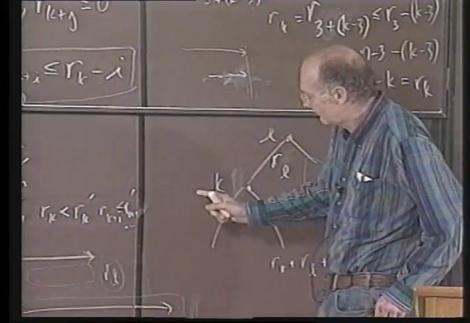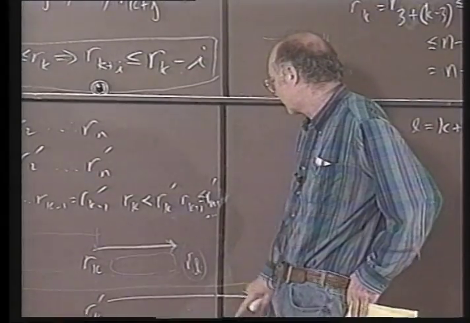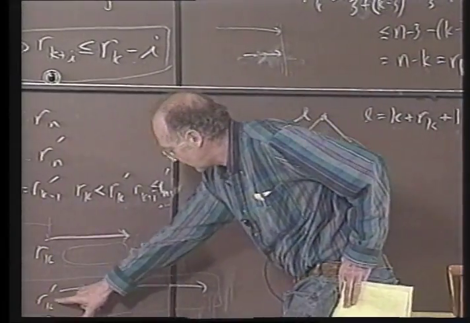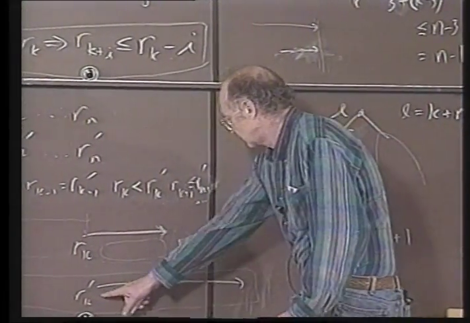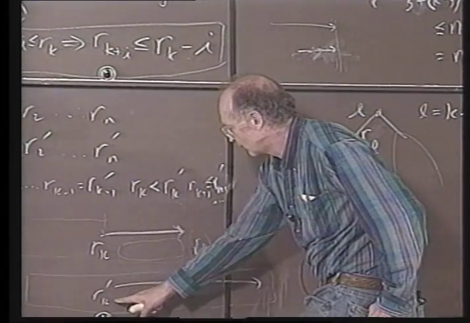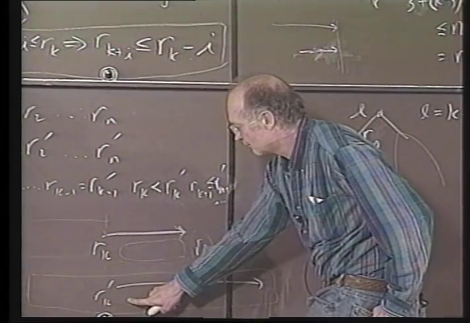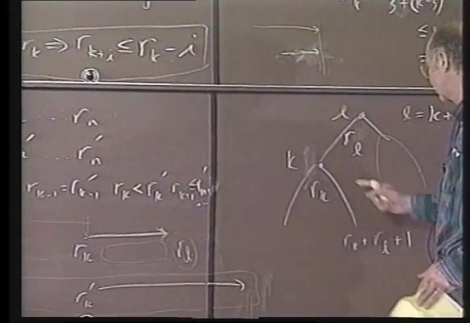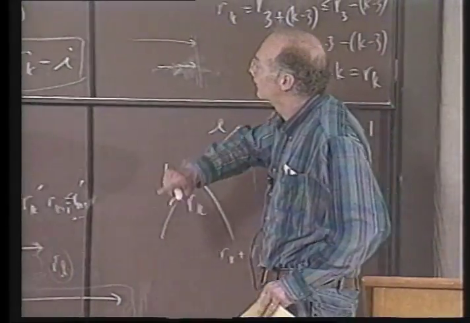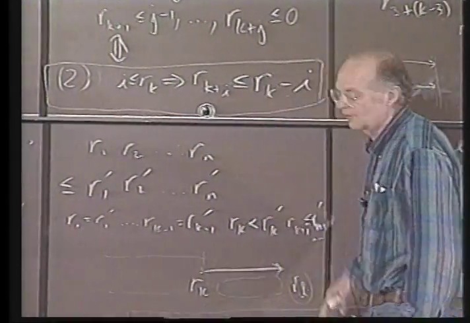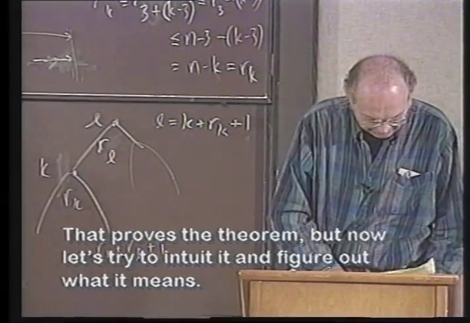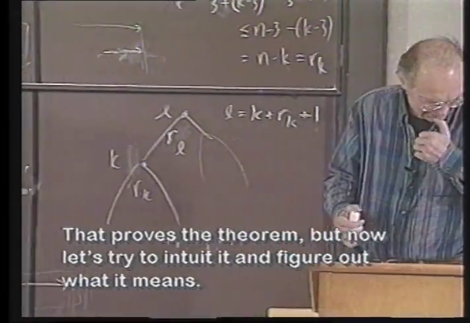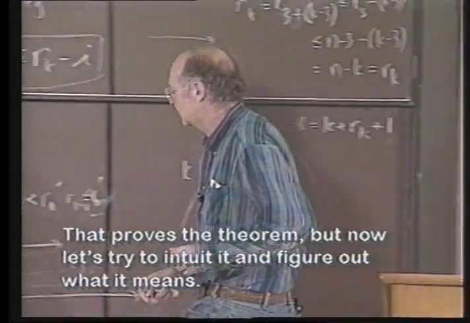So that's the idea, that this value here, R sub L, is known to be not too large. It's because RK prime puts a bound on this. This guy can be at most RK prime minus 1, RK prime minus 2. This can be at most RK prime minus RK plus 1. And so when you put the whole thing together, you do get, in fact, exactly the inequality that you need. Okay. That proves the theorem, but now let's try to intuit it and figure out what it means.